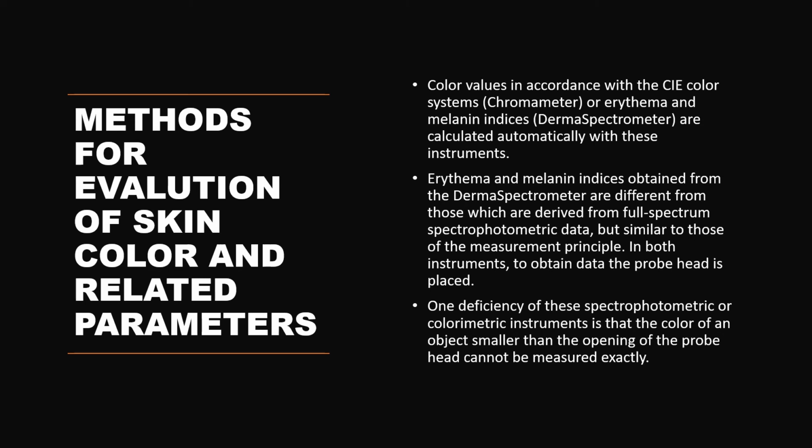So one deficiency of this spectrophotometric or colorimetric instrument is that the color of an object smaller than the opening of the probe head cannot be measured directly. So it is very close by, and you don't get exactly the same value, same skin tone. So the data obtained either through reflectance spectrophotometry or colorimetry is a little bit complicated, and you get a nearby relative value.